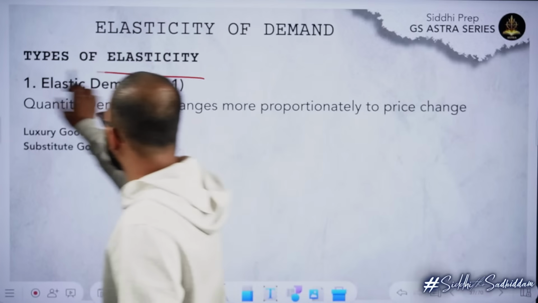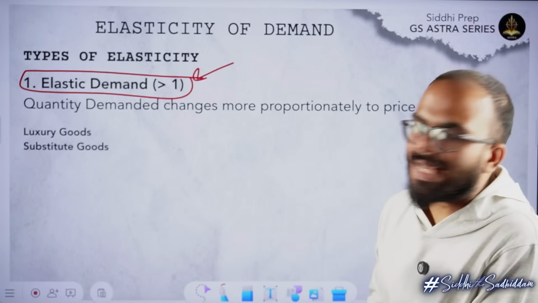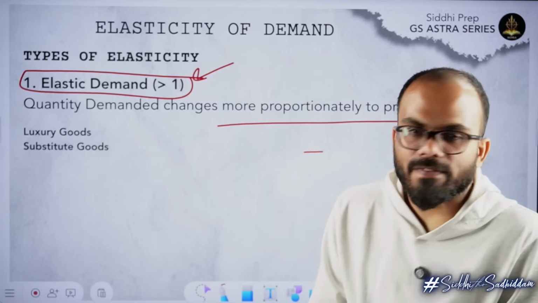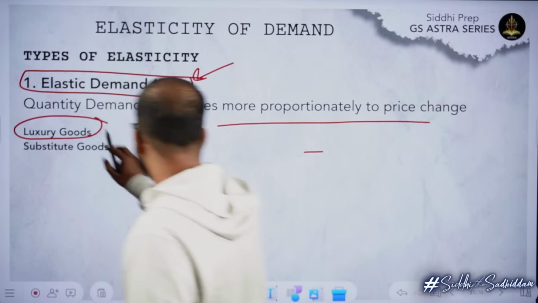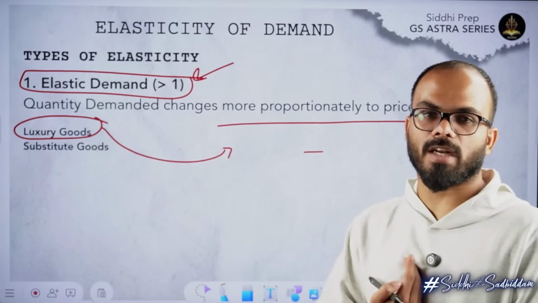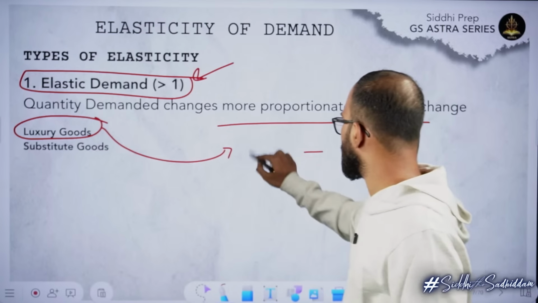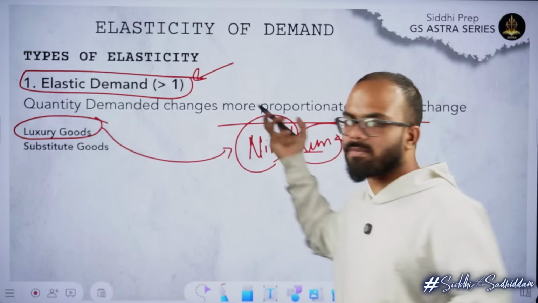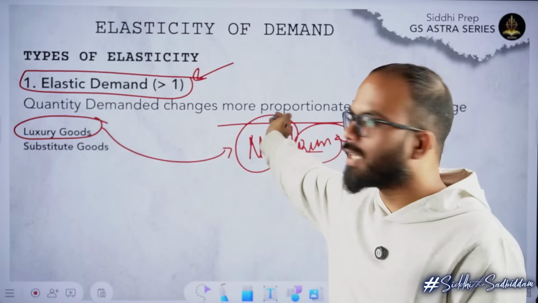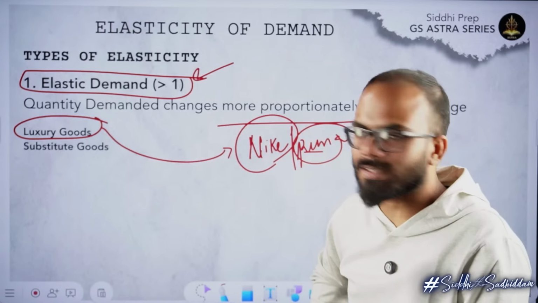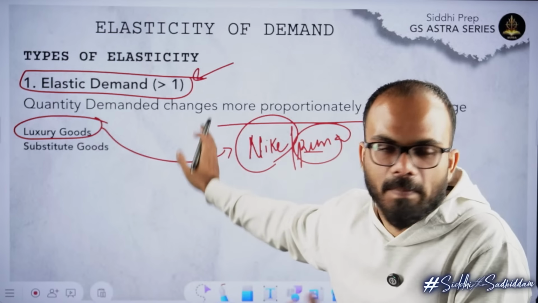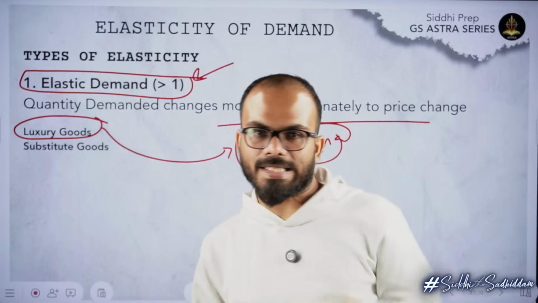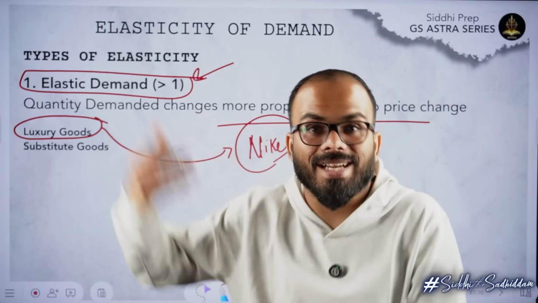First is elastic demand. Elastic demand is when quantity changes heavily. For example, let us say there is a luxury good. For my standard, my luxury product is a Nike shoe. For me, Nike or Puma is a luxury. Someone who has Air Jordans can go with that as an example. So when you pick up luxury goods, as price changes, the quantity demanded changes drastically.